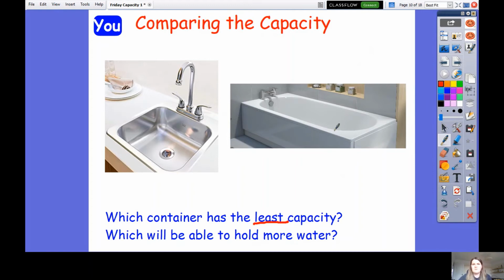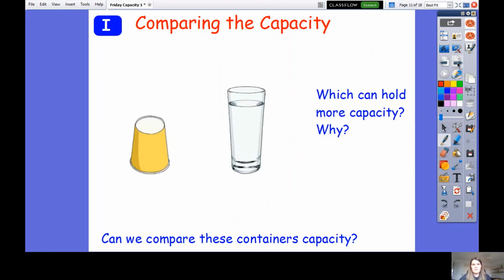I think it's the bathtub. No, which one is it? The sink. Why do you say it's the sink? Because if we were to fill it up, the sink would have the least amount of water. Fantastic, well done. Okay, let's do some quick fire.